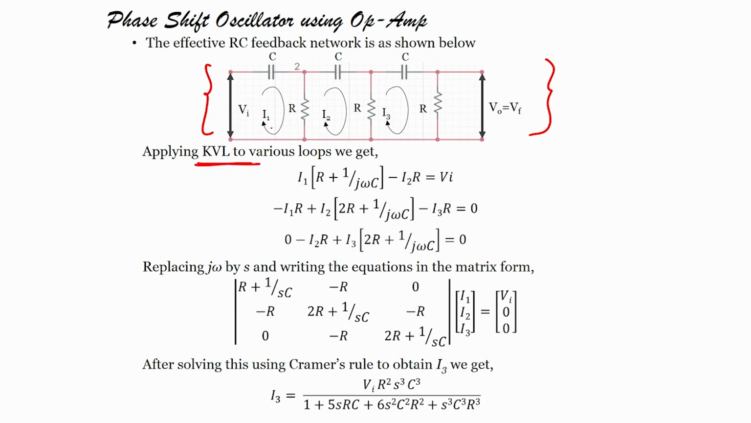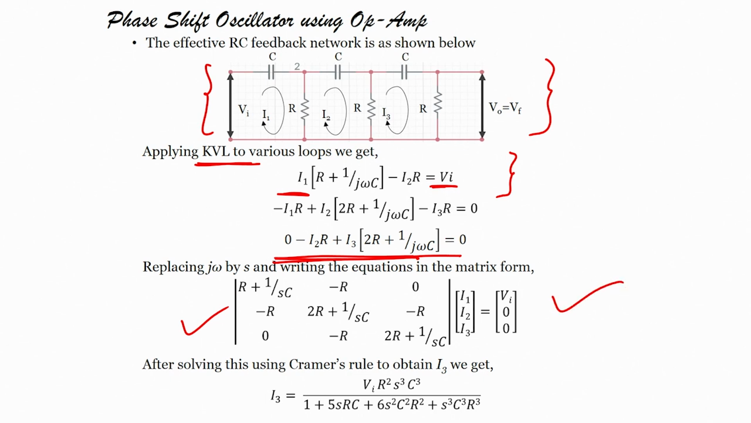What we will have is I1 into R plus 1 by j omega C minus I2 R equals Vi, right. So, if I solve this equation, what will I have? If I keep on solving this, I will have this equation. Now, if I replace j omega by s and write the equation in matrix form, then I can write it in this particular format, right.